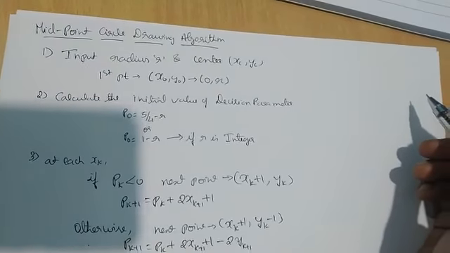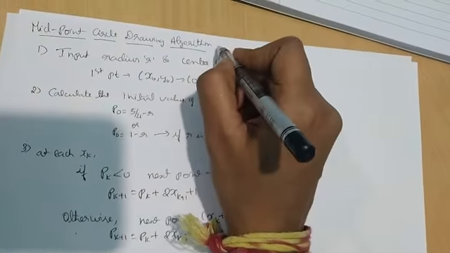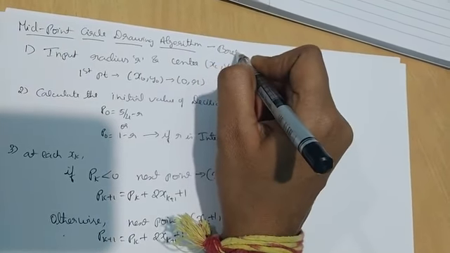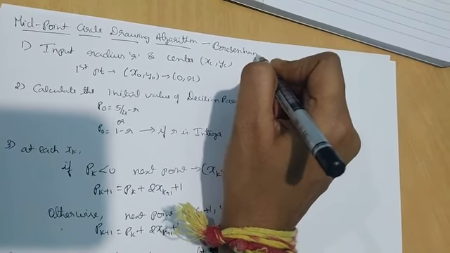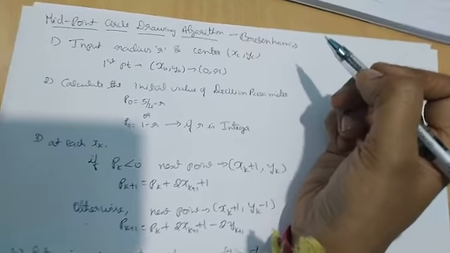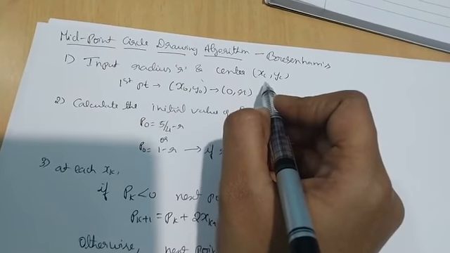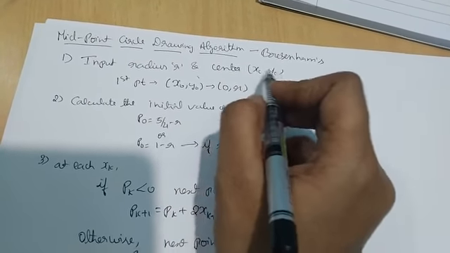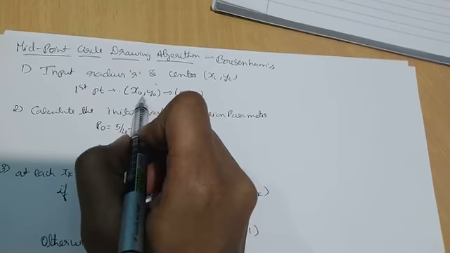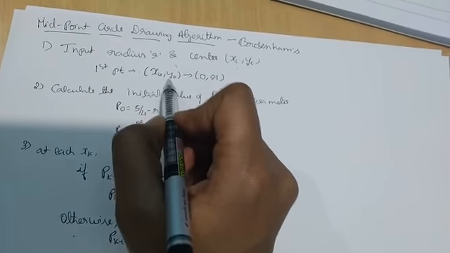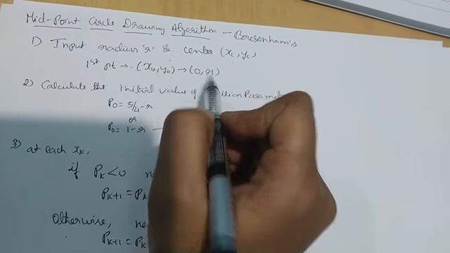Midpoint circle drawing algorithm. It is proposed by Bresenham himself, so it can also be asked as Bresenham's midpoint circle drawing algorithm. For this one, the input we need is radius r and center xc, yc, any center. But the first point we are going to plot will be x0, y0 equal to 0, r.